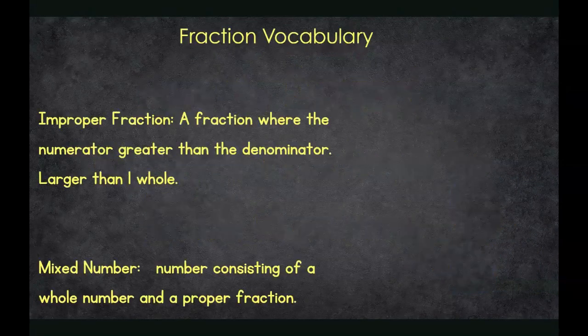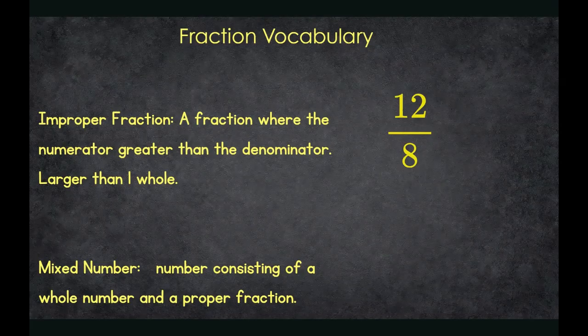All right, before we can start on our strategy, I do want to remind you of two very important vocabulary words that we need to know when we're doing these conversions. First of all, an improper fraction is a fraction where the numerator is greater than the denominator. That means we have a number larger than one whole. So, for example, 12/8, that is going to be an improper fraction. And I know that this is going to be a fraction that is more than one.